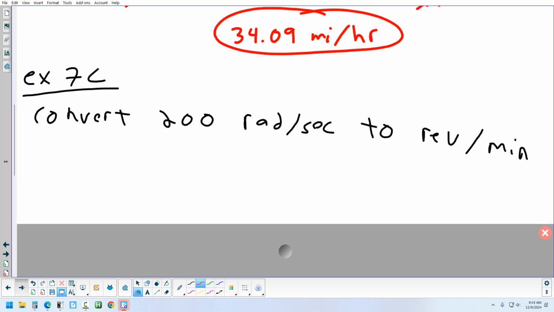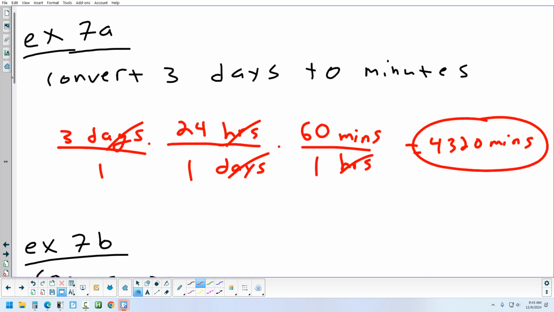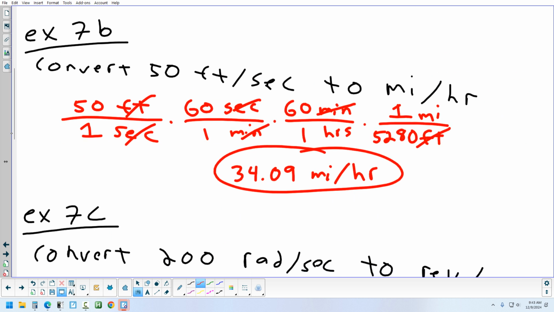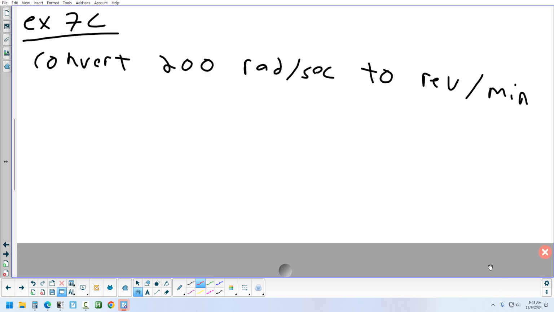Okay. So I think this is the last one. So the first one was just converting a time. The second one was converting a rate, which has a distance and a time. And the third one is going to be converting a rate again, but we're not only going to be converting a time unit and a distance unit, we're going to be converting a distance between angular and linear. Okay. So let's try 200 radians in 1 second. That's the speed that this is spinning at.